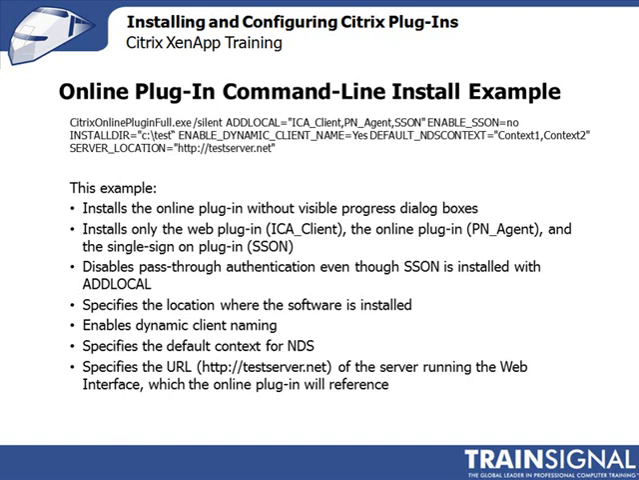And if I was to give you an example of what a script would look like, yes, it could be a little long, but in this example, what we're doing is the following. So we're installing the online plugin without visibility. So we're installing it silently, basically. We're installing only the web plugin, so ICA client, etc., etc. So these are all of the things that we're doing in this particular command line here, which helps you in constructing your particular script if you choose to do a command line install.